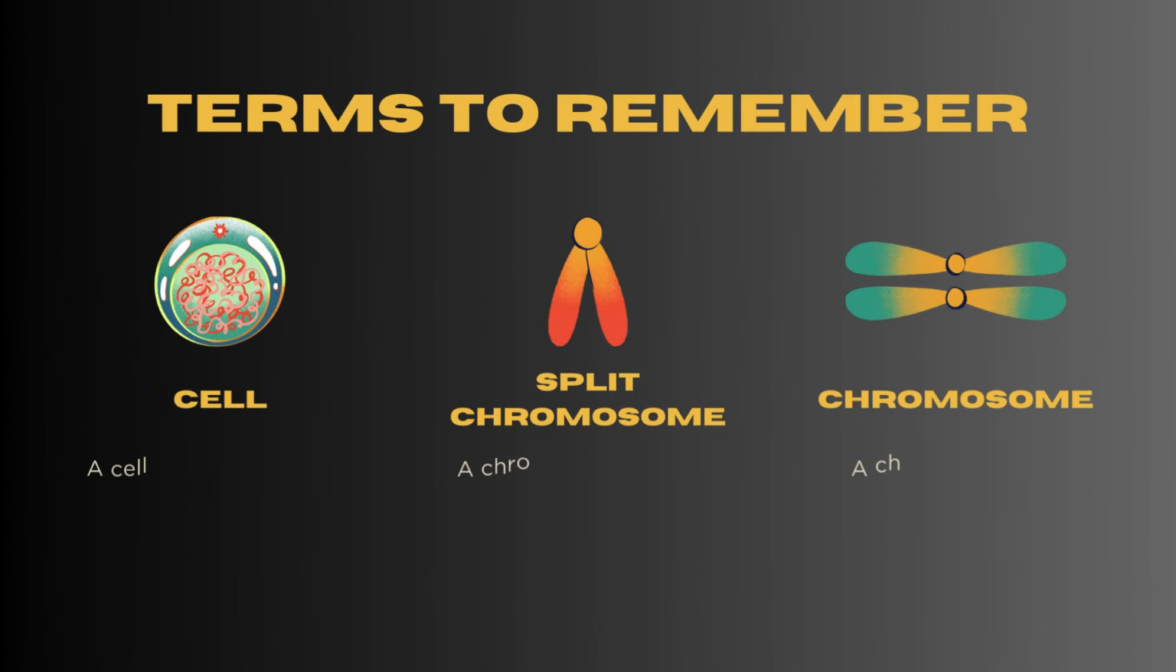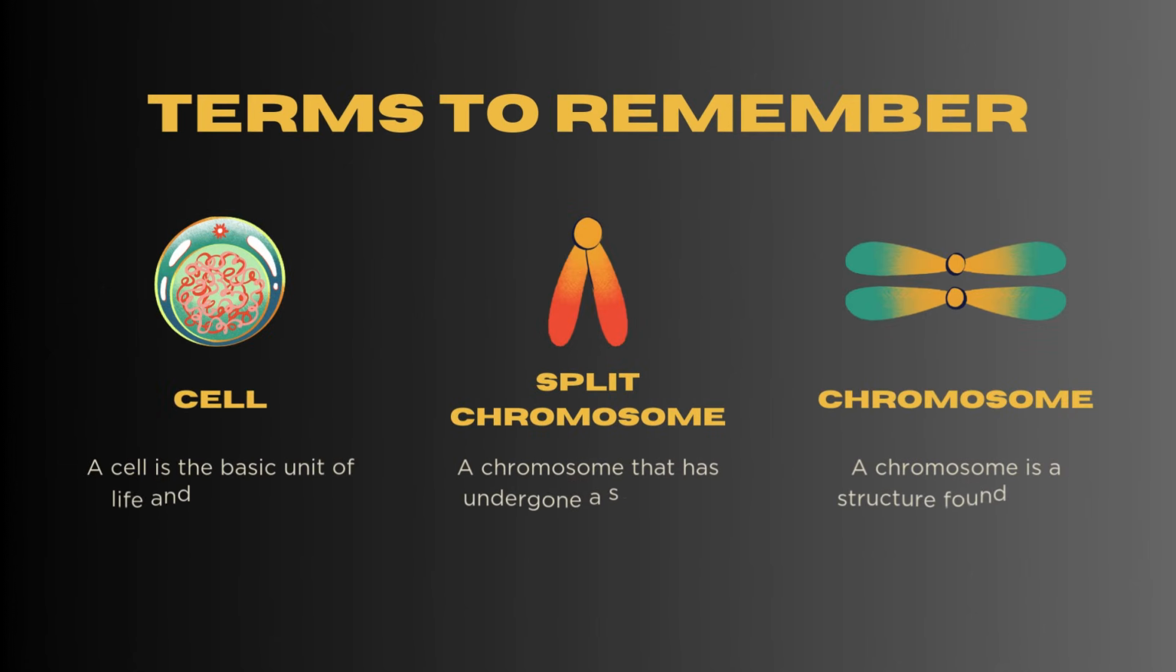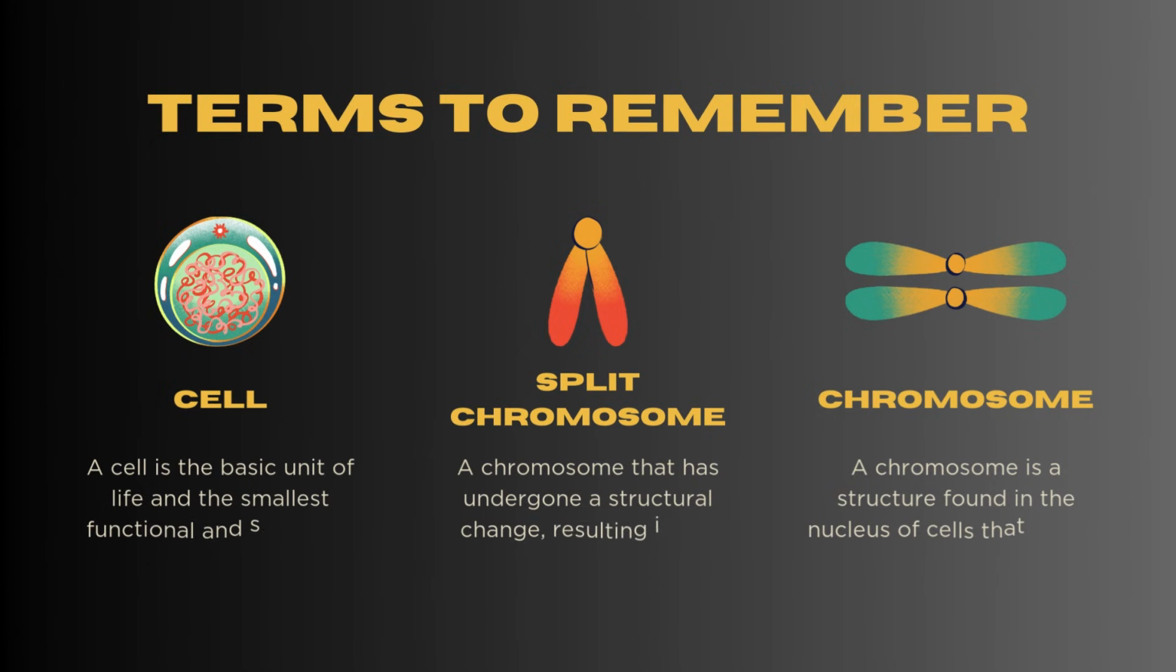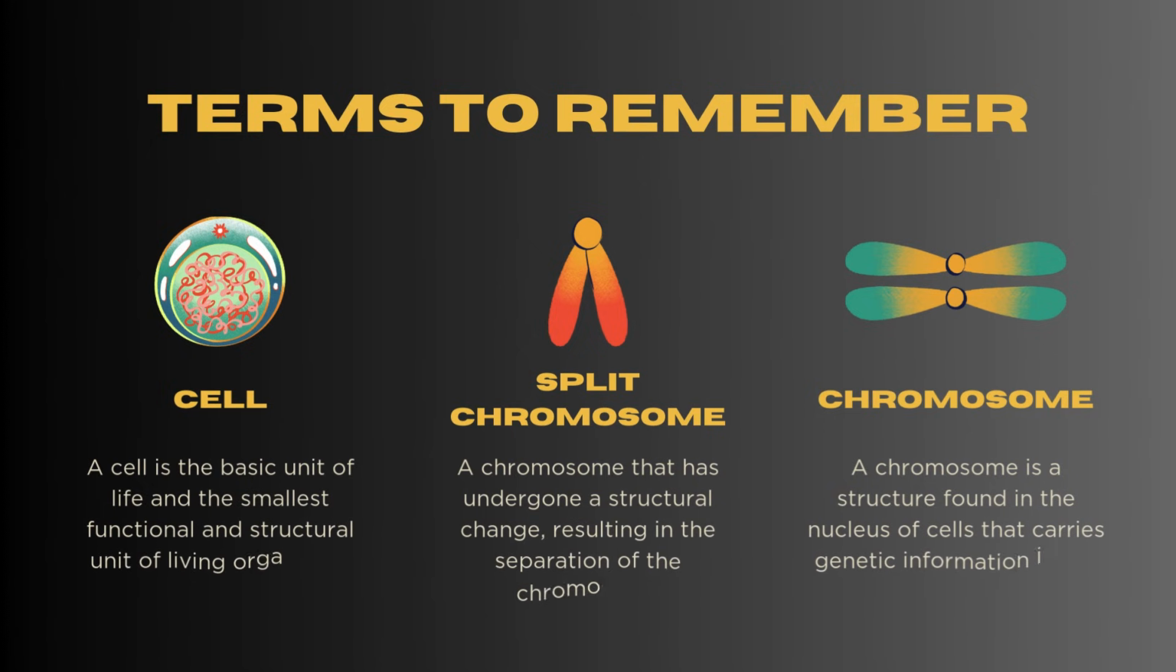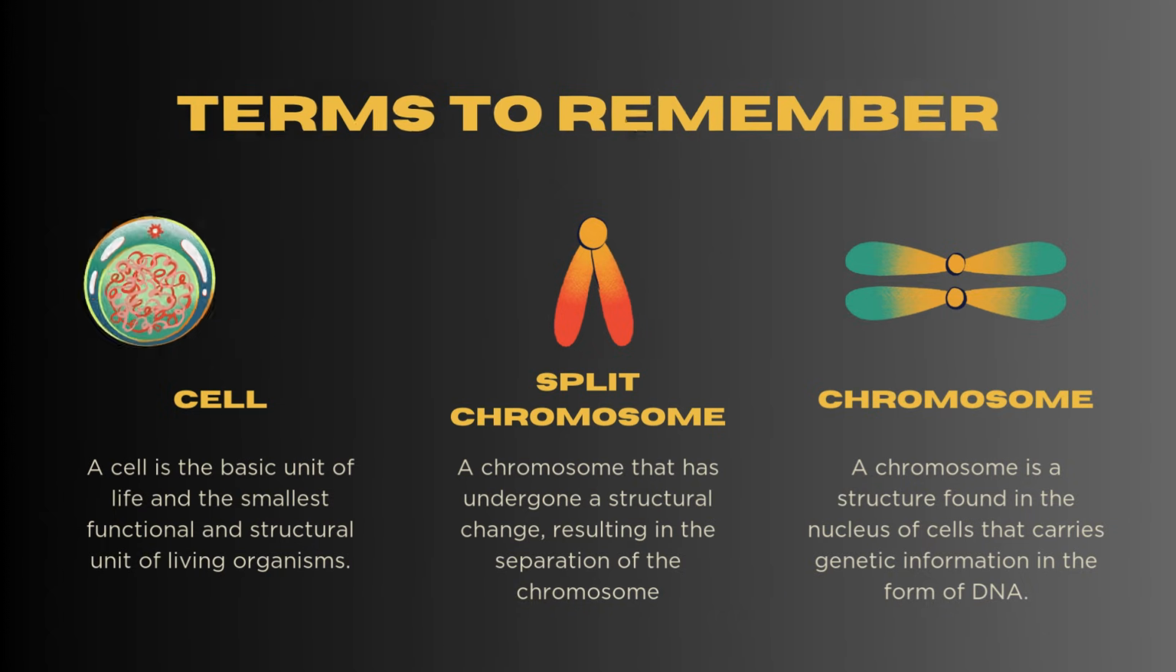Before we dive into the stages of mitosis, let's learn some important terms. Cell, the basic unit of life. Everything in your body is made of cells. Chromosome, a structure inside the cell's nucleus that carries DNA, which contains instructions for life. Split chromosome. When a chromosome separates during cell division, it becomes two identical parts called sister chromatids.